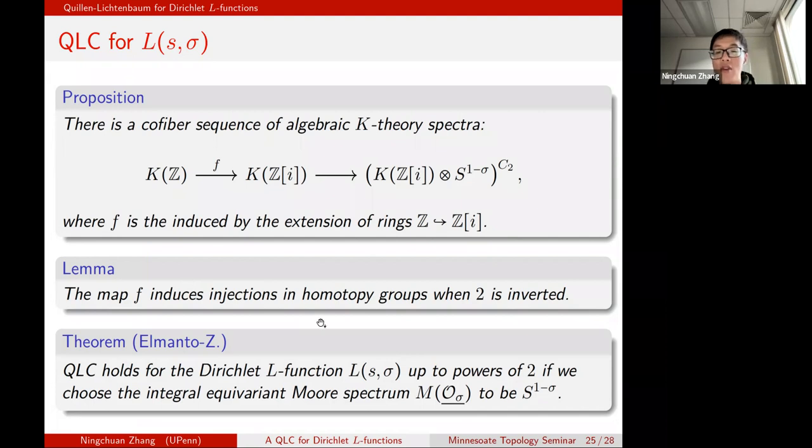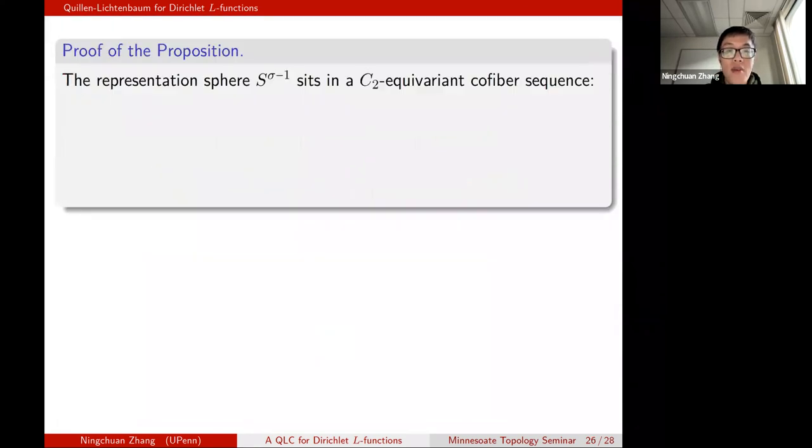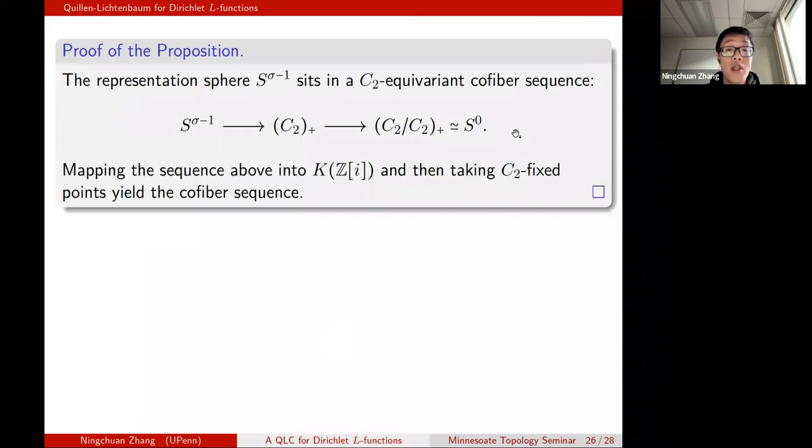Because the original Quillen-Lichtenbaum also says everything up to powers of 2, so we didn't do anything worse than the original version. And let me explain a little bit more of why this proposition is true. This uses the G-equivariant complex structure of the equivariant sphere spectrum, namely this S^(σ-1) sits in this C2-equivariant cofiber sequence. And we just map everything into the algebraic K-theory spectrum for the Gaussian integers and then take C2 fixed points.